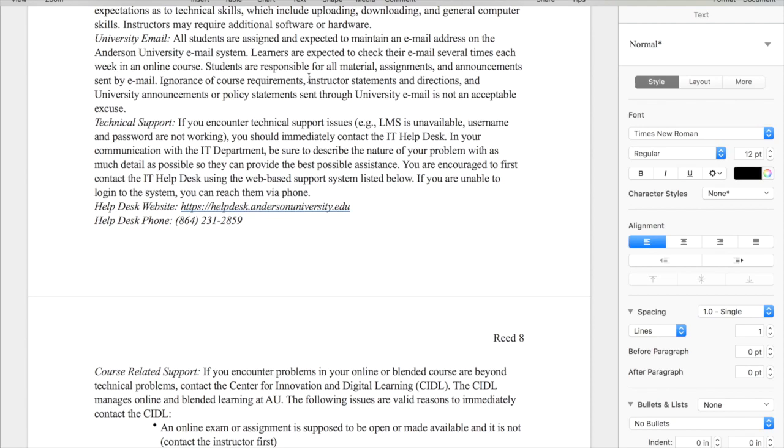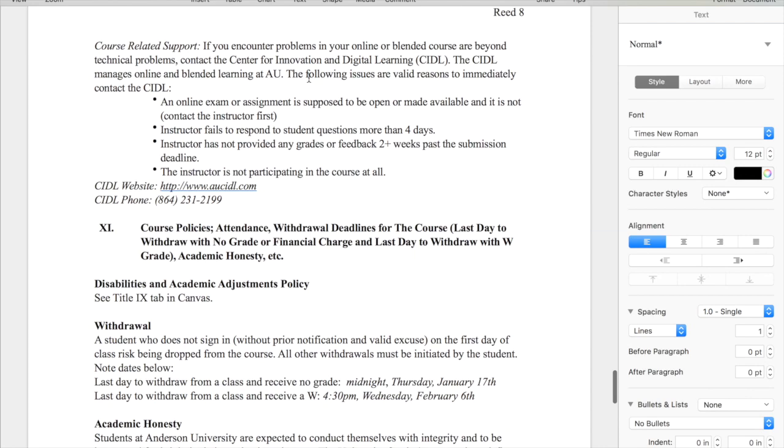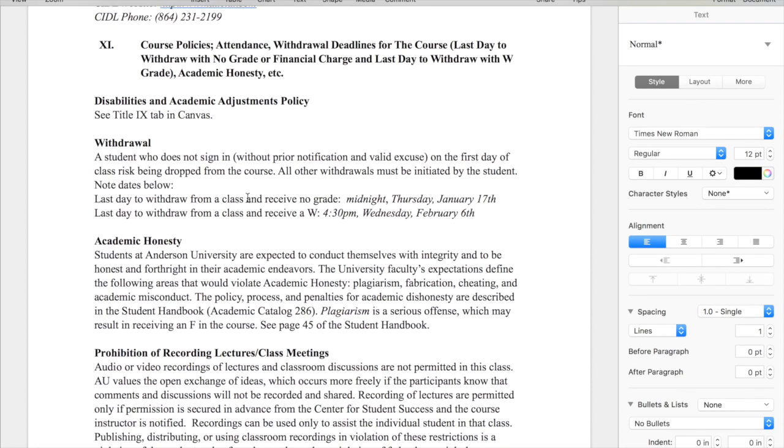If you need any technical support, you can contact IT under the following website. And if you have issues with Canvas, Canvas handles some of those, so you can use the help button on Canvas for a lot of your questions. They are so detailed and helpful. And if you can't find that, then perhaps you can contact the Center for Innovation and Digital Learning here at AU.